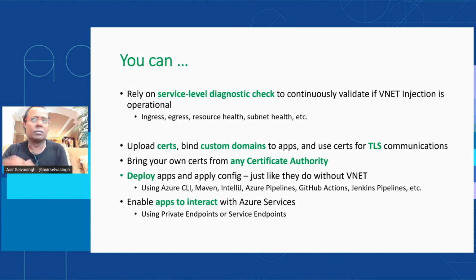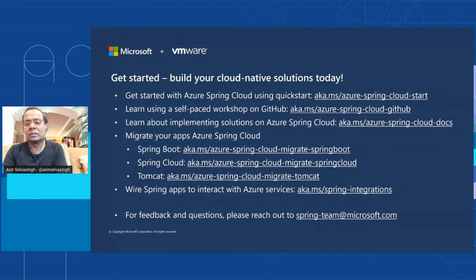After you deploy Azure Spring Cloud in a virtual network, you can simply deploy apps and config just like the way you did it without the virtual network. You can use Azure CLI, Maven, IntelliJ, all the tools listed here, and any of your favorite tools. You should be able to list, right? You should be able to deploy. And you can enable apps to interact with Azure services, just like the way I enabled MySQL. You might have an Oracle database running on-prem, or maybe an IBM MQ running on-prem. You can use private endpoints or service endpoints to enable all of these, right?